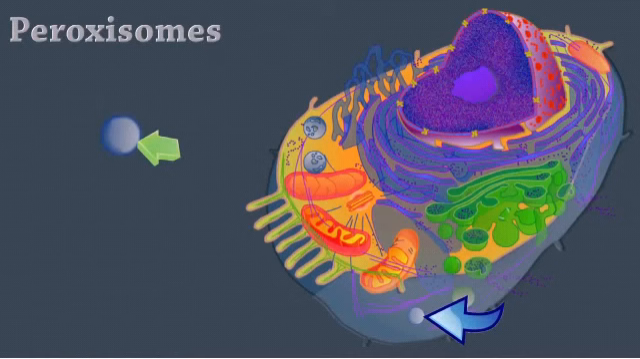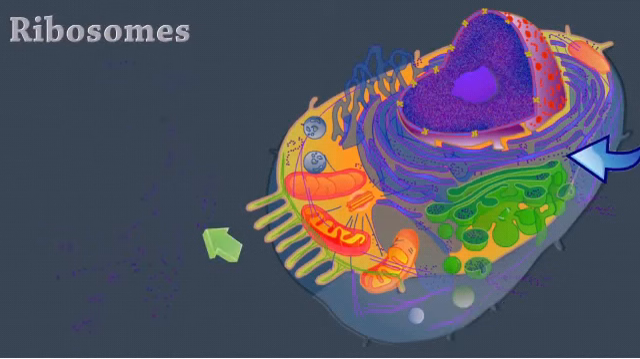Peroxisomes are membranous sacs of oxidase enzymes. The enzymes detoxify a number of toxic substances. The most important enzyme, catalase, breaks down hydrogen peroxide. Ribosomes are dense particles that consist of two subunits, each of which is composed of ribosomal RNA and protein. They may be free or attached to the rough endoplasmic reticulum. This is where protein synthesis takes place.